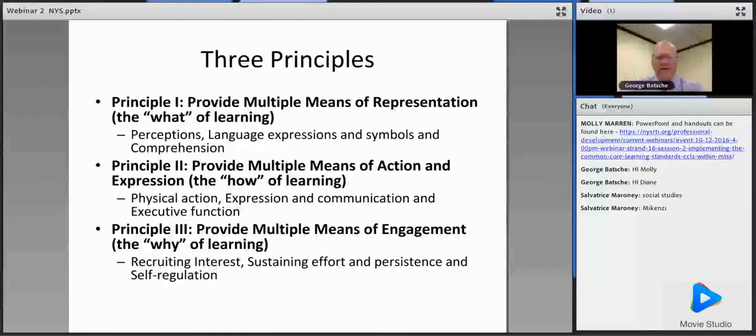So that's another way. So how many different ways can you present or represent the instruction to be sure that all kids have equal access to the content? The second principle is, what are all the different ways that you can have kids express or engage in actions to let you know what they've learned?